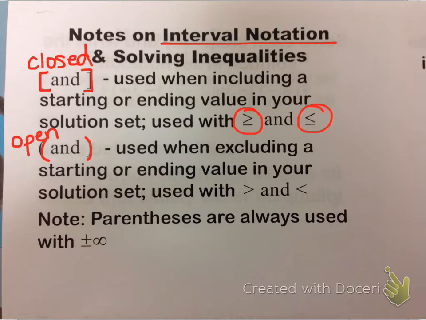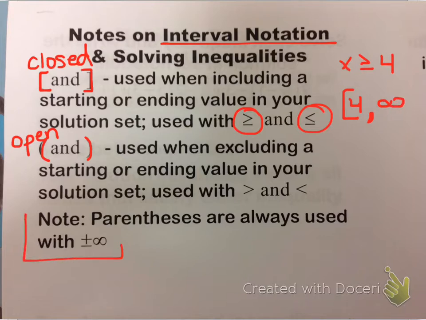So for example, if I just said x was greater than or equal to 4, then the way that I would write that is my x values are going to start at 4, so I put a 4, and they're going to hit 4, so I put a square bracket next to the 4 because I'm going to actually include the 4, and they're going to keep on going all the way to infinity. So I put a comma, and then I put the infinity symbol.